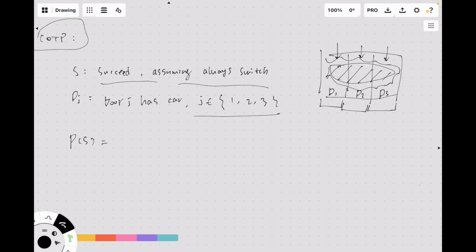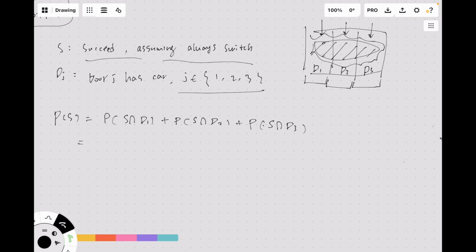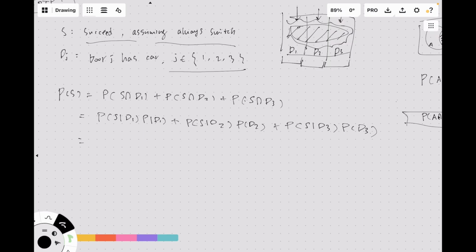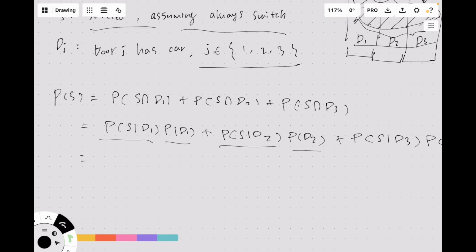The probability of succeed, assuming always switch, P of S, is going to be equal to P of S intersect D1 plus P of S intersect D2 plus P of S intersect D3, which is going to be equal to P of S given D1 times P of D1, plus P of S given D2 times P of D2, plus P of S given D3 times P of D3. And this needs brain work to have those notations converted to numbers that we actually know according to the rule of the game.